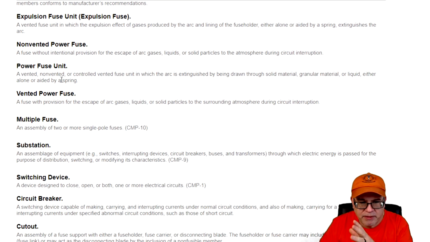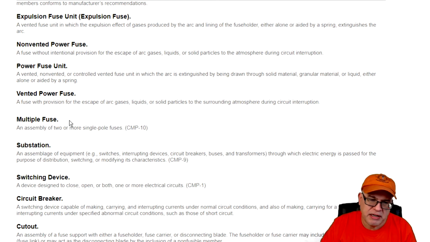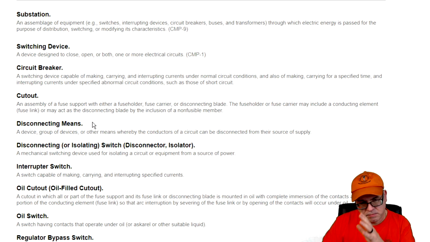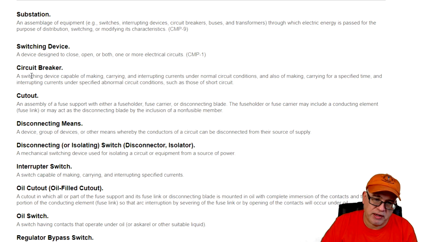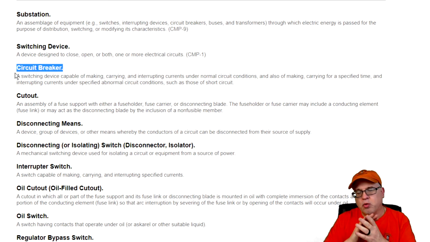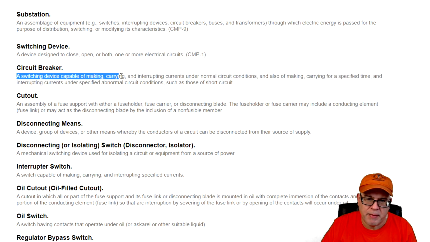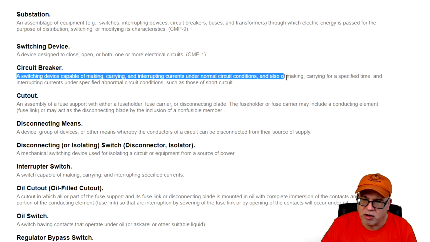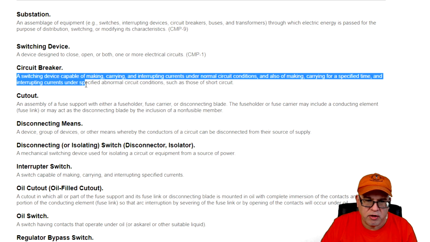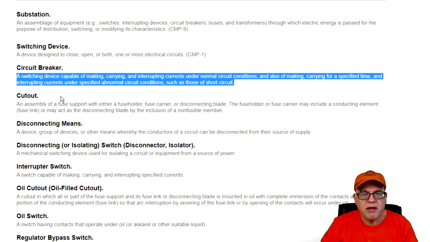You have a bunch of different types of fuses. We're not going to go over each one of these, but I just want you to know they're here. You have circuit breaker definitions as well. That is very specific to over 1,000 volts. It is a switching device capable of making, carrying, and interrupting currents under normal circuit conditions, and also making and carrying for a specific time and interrupting currents under specific abnormal circuit conditions, such as those of short circuit. Same definition.